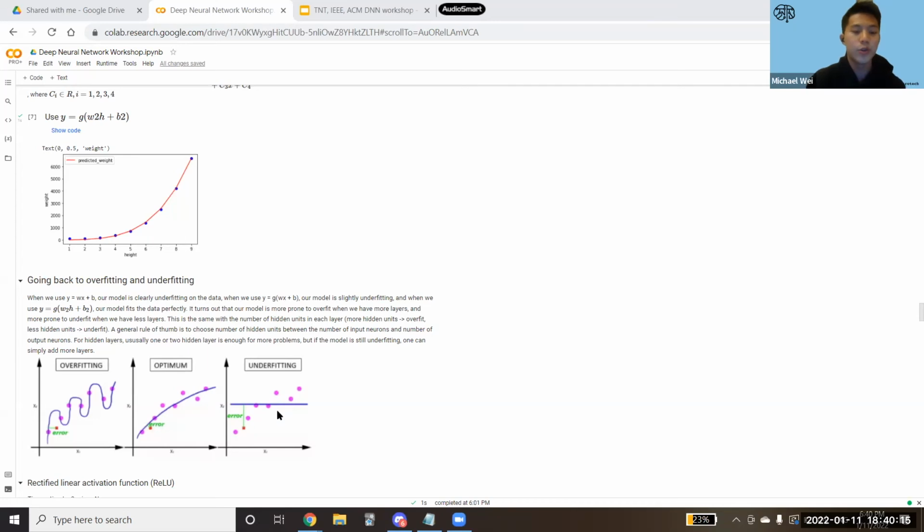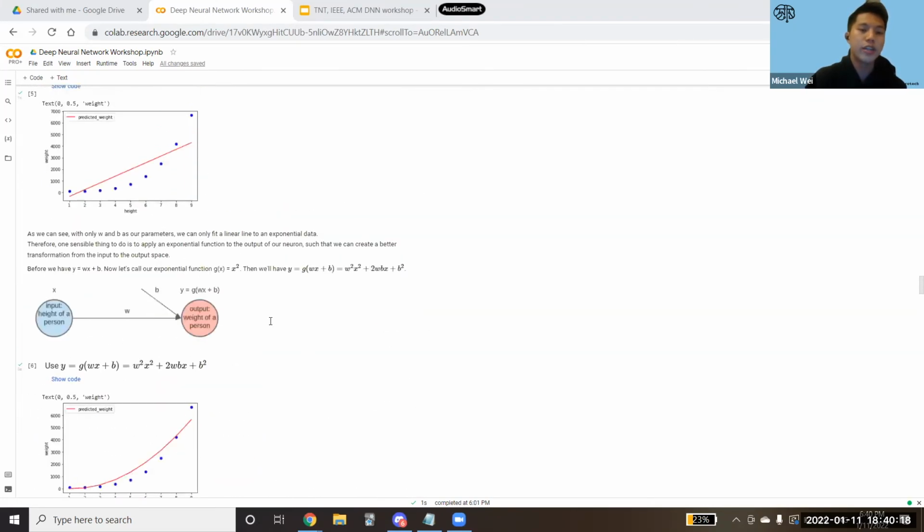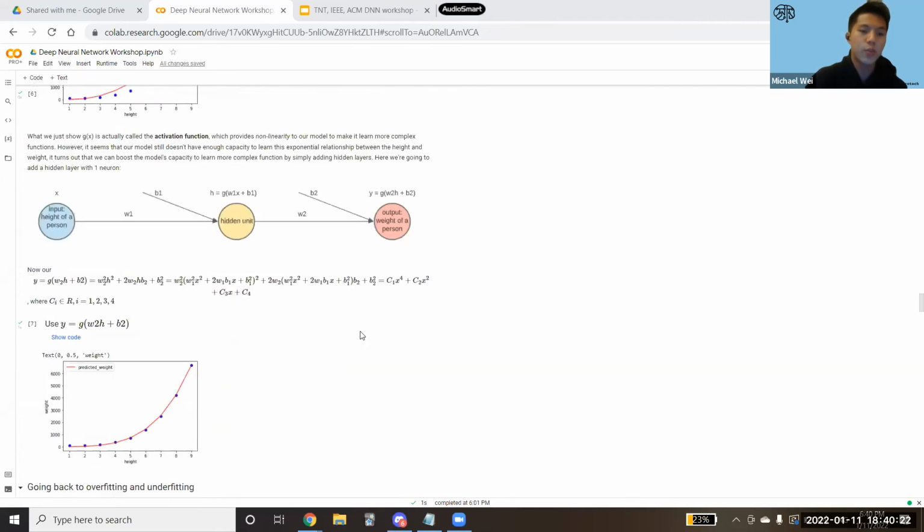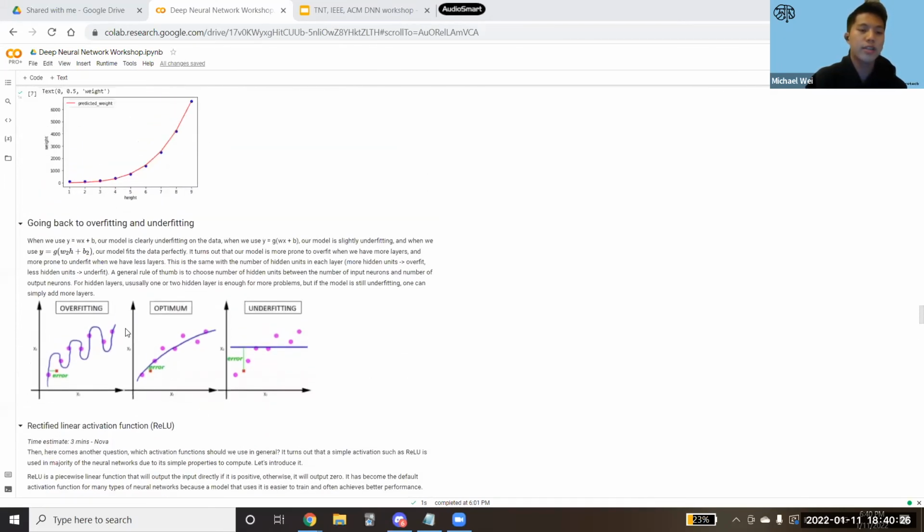And this is actually the same thing with neurons. Here we only have one hidden unit, but in reality, we can have more hidden units than just one. Along the spectrum we see here, the more hidden units we have, the more likely the model is going to overfit, and the fewer hidden units we have, the more likely the model is to underfit. So you might be wondering, how many hidden units do we need? How many hidden layers do we need? The general rule of thumb is to pick a number of hidden units between the number of output and input neurons. But in reality, it's just trial and error. If you see the model overfitting, you decrease the number of layers and neurons. If you see the model underfitting, you increase the number of layers and number of neurons.